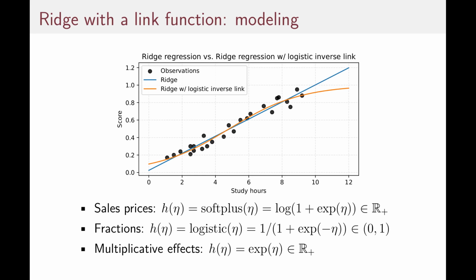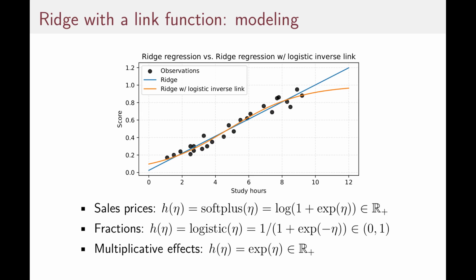But first, a little bit more about modeling with an inverse link function. Another example is shown here. We have some kind of target that's a percentage, or it's in between 0 and 1. And here it's the score on a test versus study hours as the feature. And the score can be between 0 and 1. So it's a bit uncomfortable if you predict 1.1 from your model. And here I just show the difference between fitting a ridge and fitting a ridge with a logistic inverse link function.